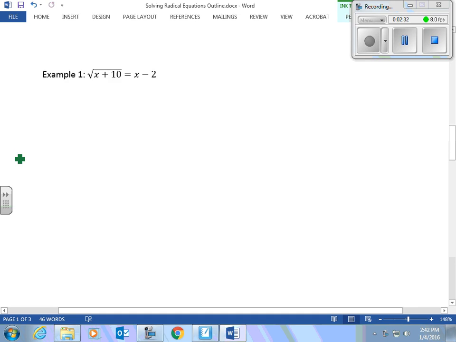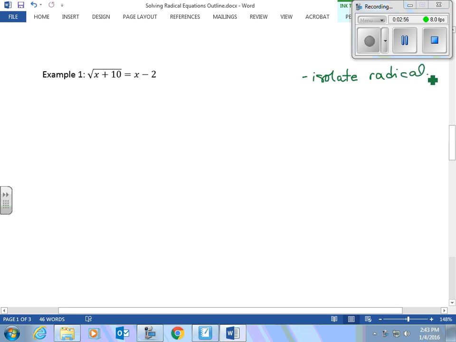This first one is a radical equation. I have the square root of x plus 10 equals x minus 2. The first step in all of these equations is to put the radical piece by itself on one side of the equal sign. So you're isolating the radical. In this example, it already is. But isolate the radical is the first step.